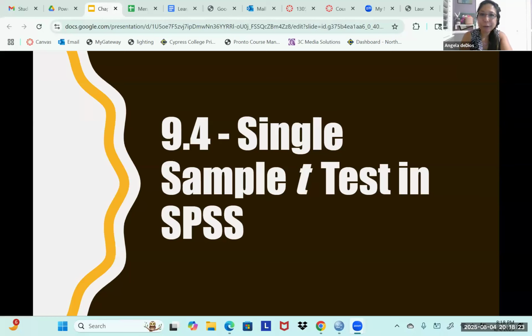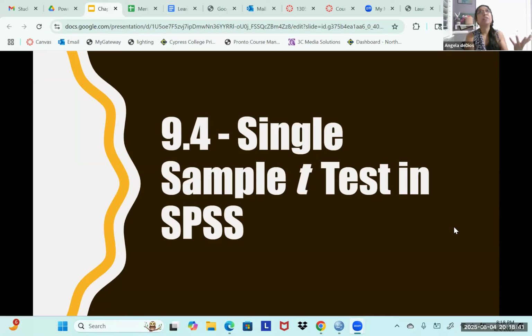All right. So we are going to be rounding out the end of this chapter by looking at how to calculate a single sample t-test in SPSS. As I had mentioned in the last video, we don't, as researchers, calculate statistics by hand.